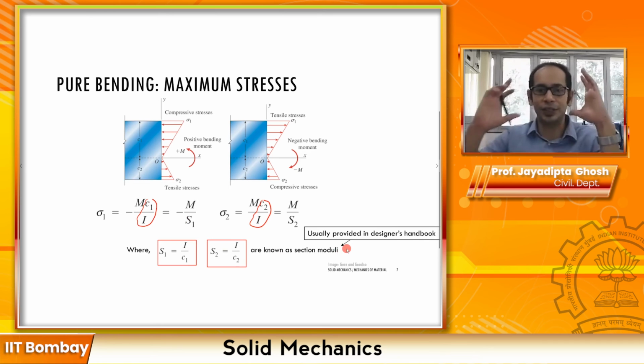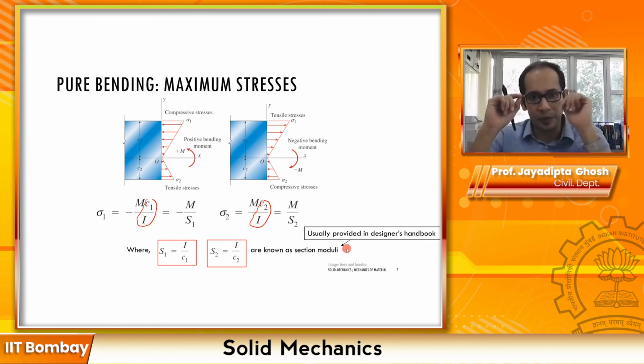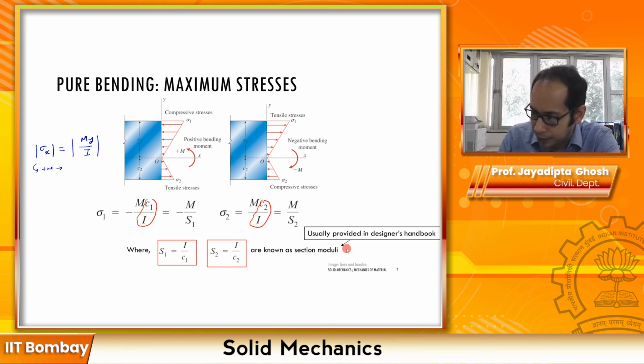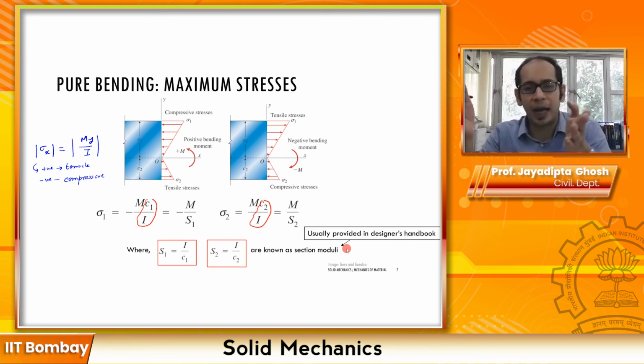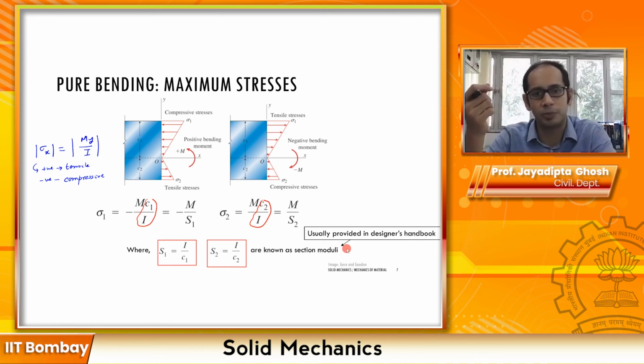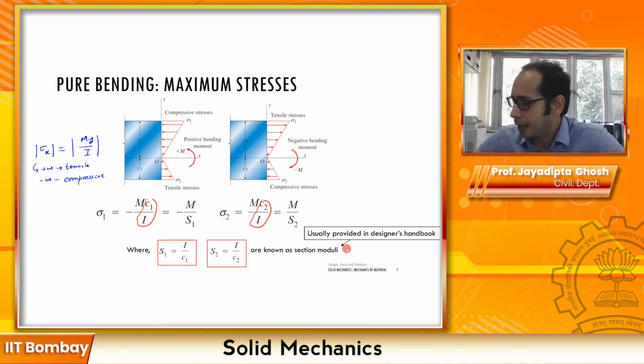But at the end of the day, overall in a nutshell, if you're just considering the magnitude, the modulus of sigma is nothing but the modulus of My by I, where y is the distance from the neutral axis. This sigma is positive when it is tensile, and it is negative when it is compressive. If you are too bogged down with the signs, no need to worry about it. You just calculate the modulus, take the respective distances, and from your intuition of how the beam behaves, you tell whether the top is in compression or the bottom is in compression, or the top is in tension or the bottom is in tension. As simple as that. And accordingly, if it's compressive, you just put a negative sign. If it's tensile, you just put a positive sign. Very simple.